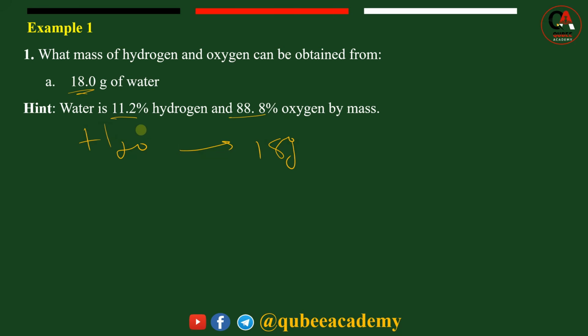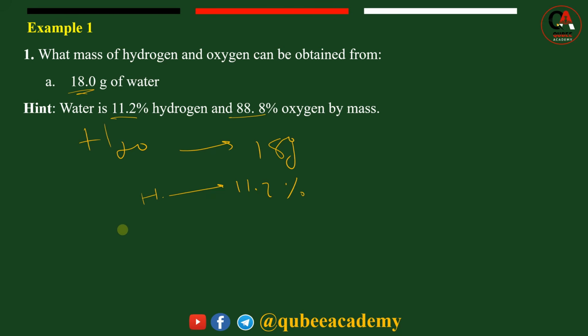Among 18 grams of water, hydrogen is 11.2%. Among that, we are required to determine the mass of hydrogen. So this total mass of water represents the total percent. Why? Because out of the 18 grams, this 11.2% represents hydrogen.